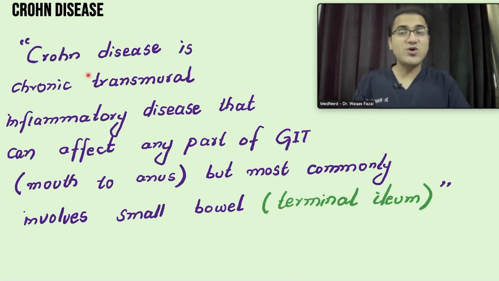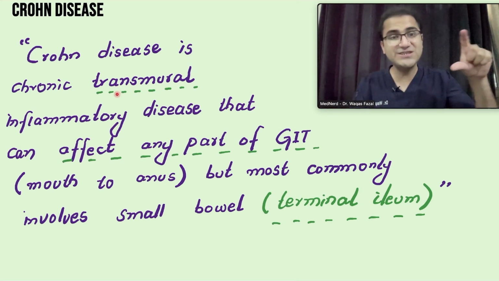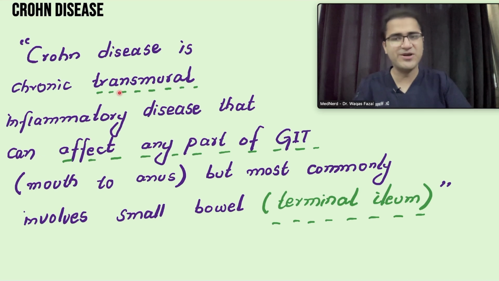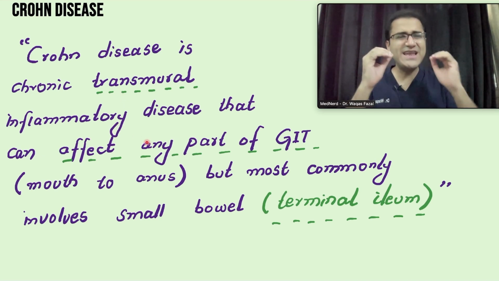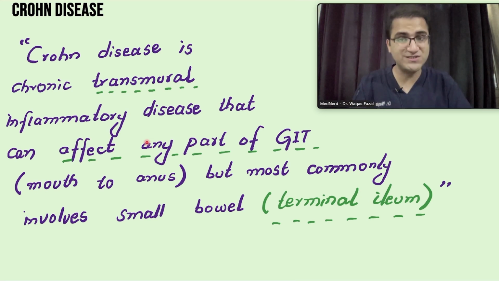Crohn's disease is a chronic transmural inflammatory bowel disease. Transmural means that it involves the whole thickness of the GIT tract, and the whole thickness of the GIT tract is inflamed. And it can affect any part of the GIT, any part from mouth till anus. Any part can be affected in Crohn's disease.